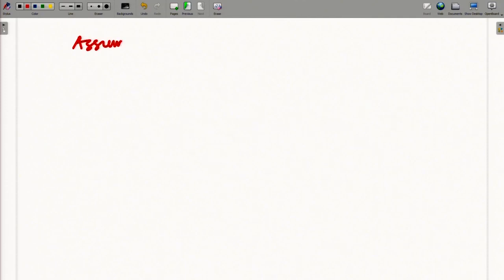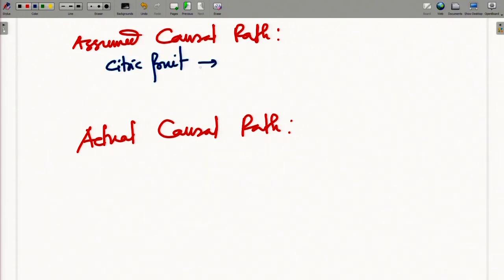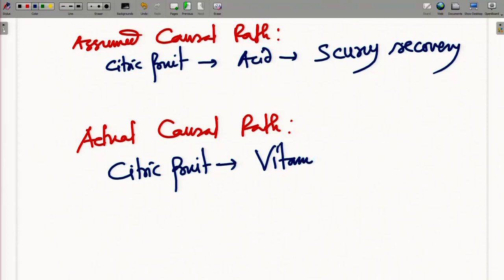The assumed causal path was citrus fruit, acid, to scurvy recovery, let's say, and the actual causal path is citrus fruit, vitamin C, to scurvy recovery.